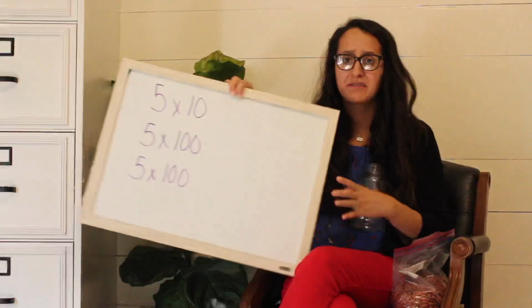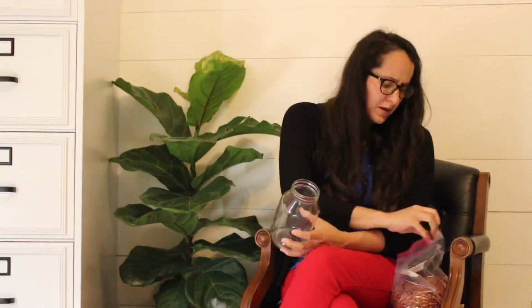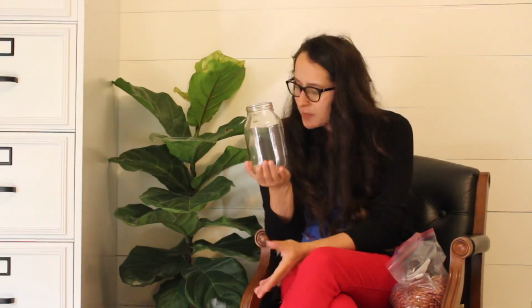Now I'm going to take out 5, so that's the first number that I'm working with right here. I'm going to take out 5 beans and put them in my jar. So 1, 2, 3, 4, 5. 5 beans in my jar. Now the problem says 5 times 10. So I want to know, what does that mean? I have 5, but I need 10 times as many that are in here.